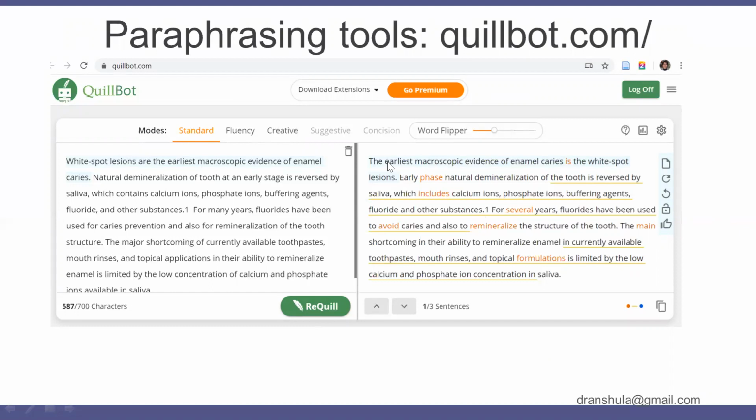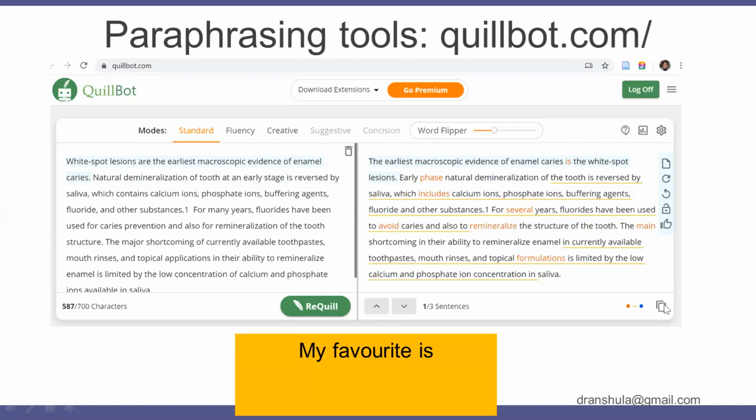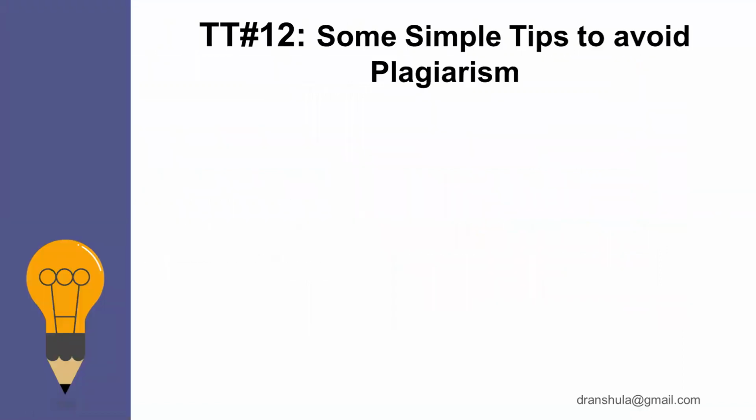Here you can go word by word, sentence by sentence, and if you think you need to change or want to rewrite, you can rewrite right here, and then you can copy this and paste it in your original document. So I would like to share here, my favorite is Quillbot for paraphrasing.